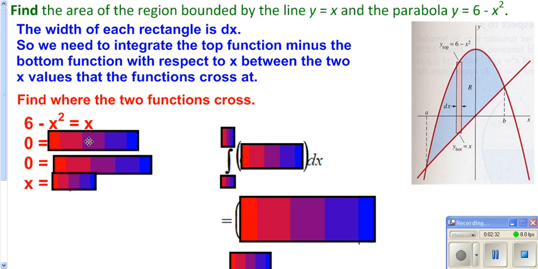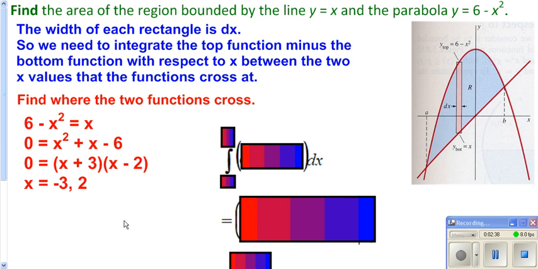Solve it for x. In this case, it's just a nice normal quadratic. It does happen to factor. And so then you get your two answers to be negative 3 and positive 2. And so on your graph, you could put a negative 3 here, put a positive 2 here. You know you're going to have to integrate between those two.